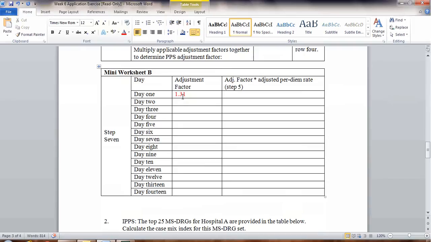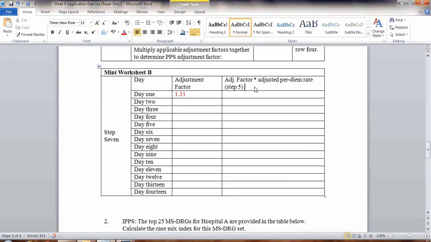Now, for Day 2 through 14, this information is in the text. You're simply going to abstract the information from Table 6.7, and you're going to plug in the adjustment factors for Day 2 through Day 14. Our next section in this particular mini worksheet is to take the adjustment factor, which we are determining from that table, and we're going to multiply it by the adjusted per diem rate. Now, we calculated the adjusted per diem rate in step 5.